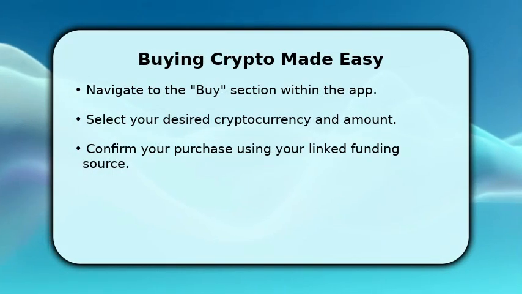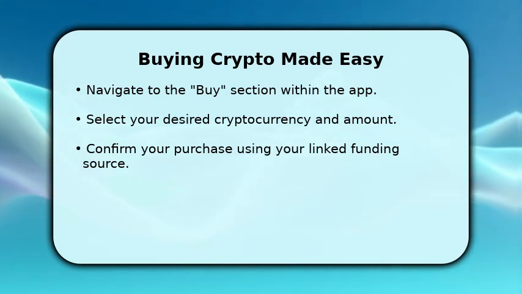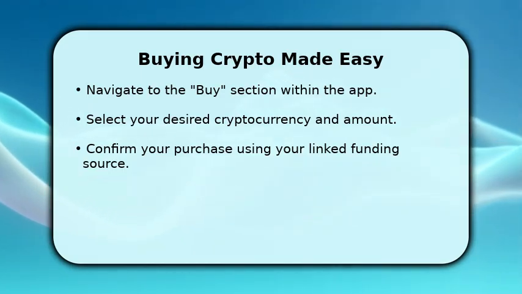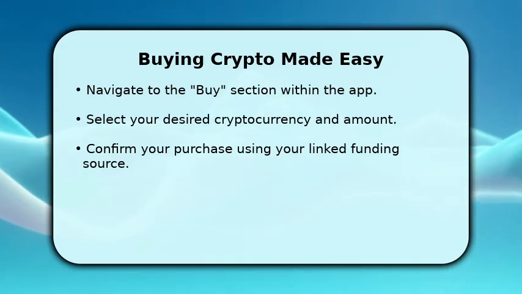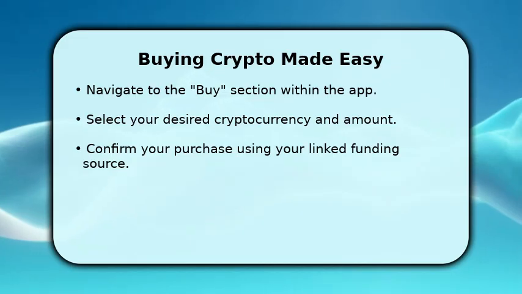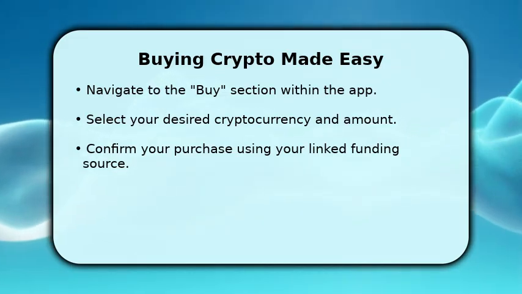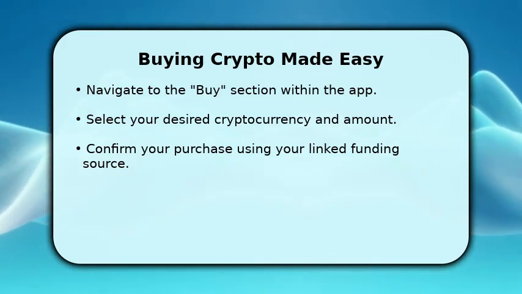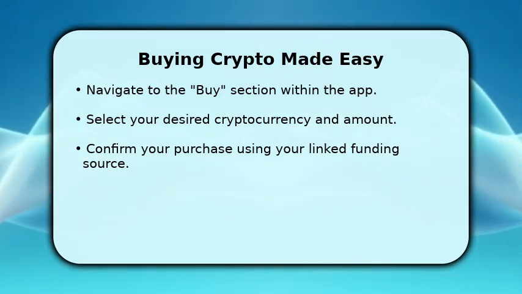Once your account is set up, buying cryptocurrency is simple. Tap the Buy button on the app's home screen. You can then choose from hundreds of available cryptocurrencies, like Bitcoin or Ethereum, and specify the amount you wish to purchase. Review your order details carefully, then confirm the transaction using your previously linked funding source. Your new crypto will appear in your wallet almost instantly.